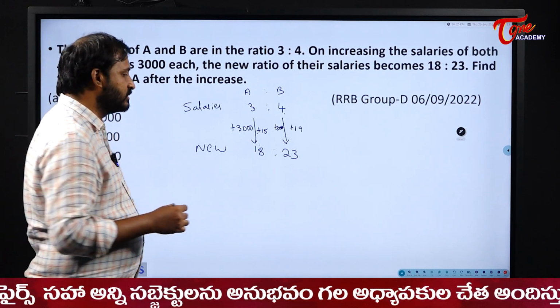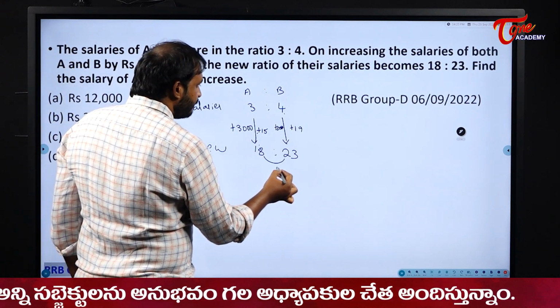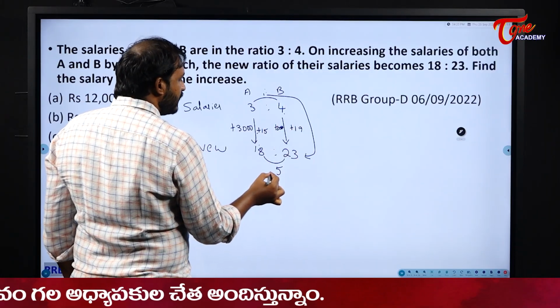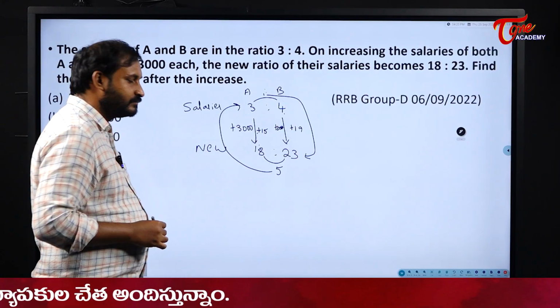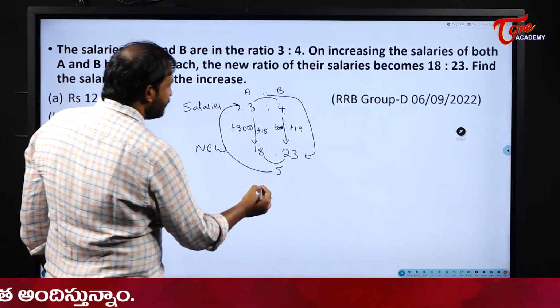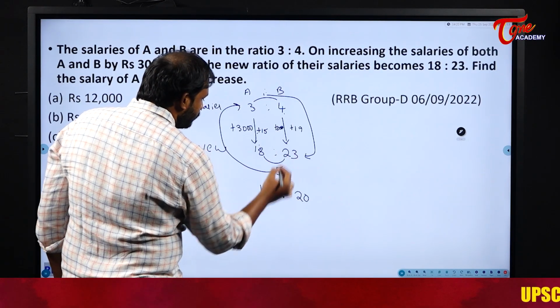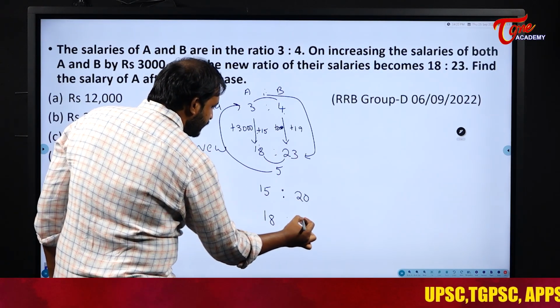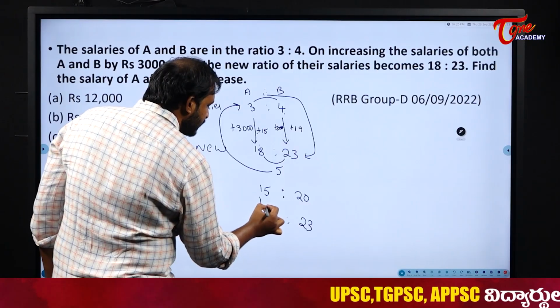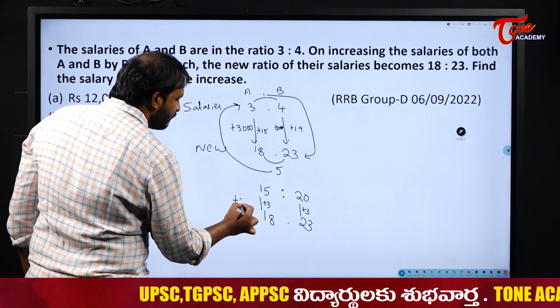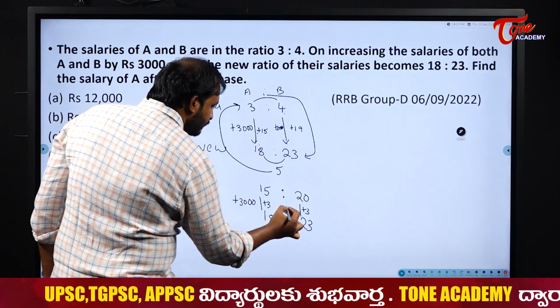How can I make this difference equal, students? Already we have learned in ratios and proportions. What is the difference here? 5. What is the difference here? 1. So multiply this 5 here and 1 here. So when you multiply 5 there, it will become 15 is to 20. And here it is 18 is to 23. How much was it increased? 3 parts. This is because of the addition of 3000 here and the addition of 3000 here.